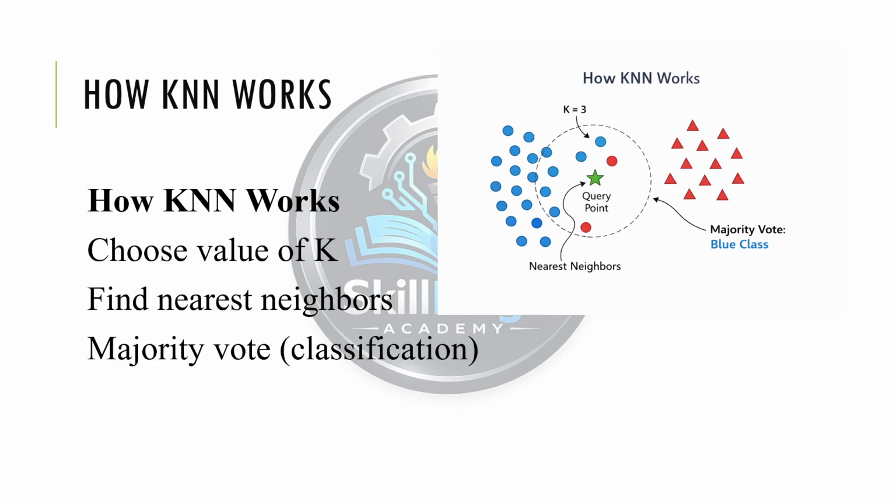So you can see here we have the green star, that is the query point. So it is a new data point. The circle shows the k equals 3 nearest neighbors. So the points inside the circle are closest.